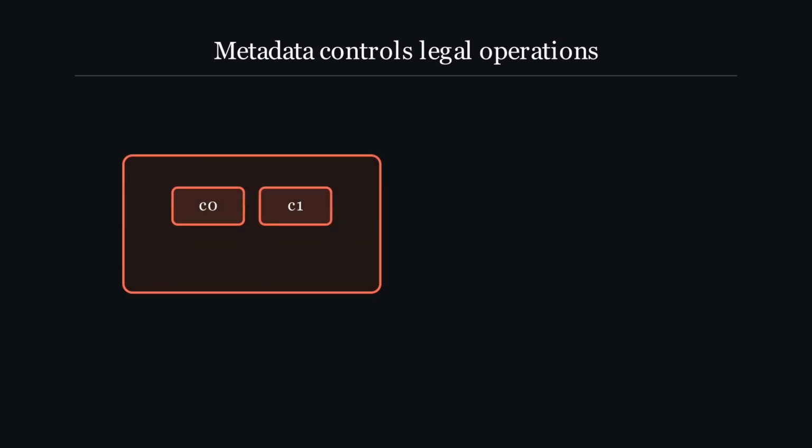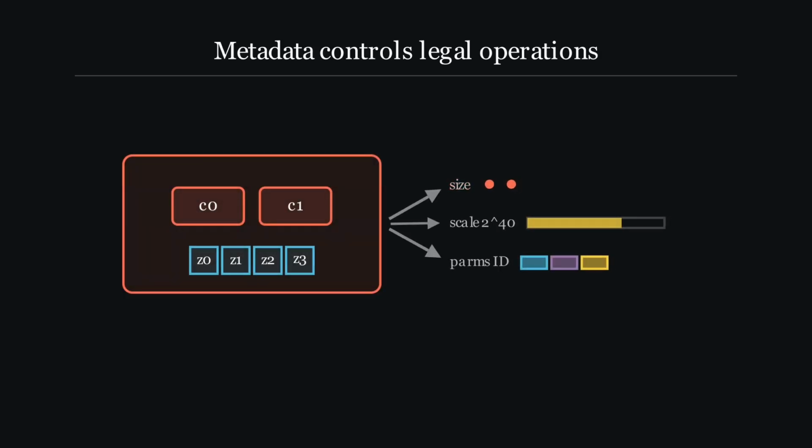Polynomial coefficients are only part of the operational state. The central ciphertext now exposes 3 different kinds of metadata. 2 red dots show that its component size is 2. The yellow gauge records a scale near 2 to the power of 40, which tells CKKS how to interpret numerical magnitude. The colored modulus blocks identify the active parameter level.